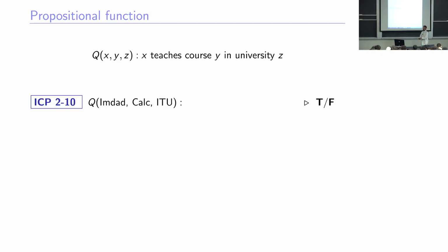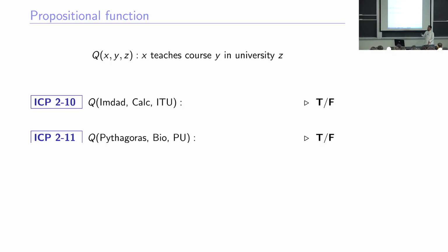Is it true or false? False. Now, if I were to switch the order here, and write Q of calc, ITU and Imdad, what would the statement be? No, not the value. What would be the statement? Calc teaches course ITU. Yep, it's a meaningless statement, right? So in some order these variables have to be given value, and we'll talk about that in detail, right? So is this true? This is false, right?